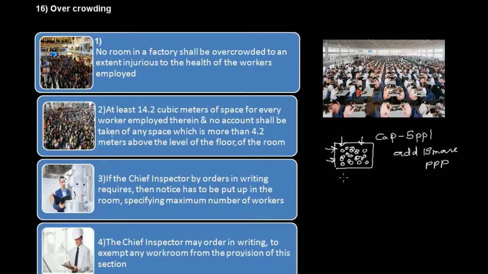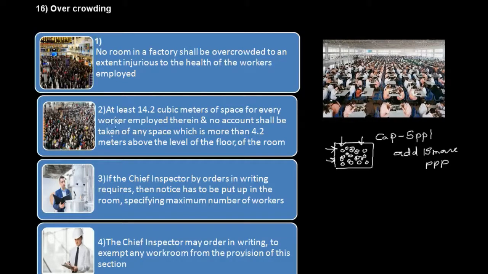So that is the reason why overcrowding plays a major role in this Factory Act. Now if there is any situation in a room where overcrowding is to such an extent that it is injurious to the health of the workers, then it should not be allowed. There should be no room with such overcrowding. Now with this we'll move on to subsection 2.